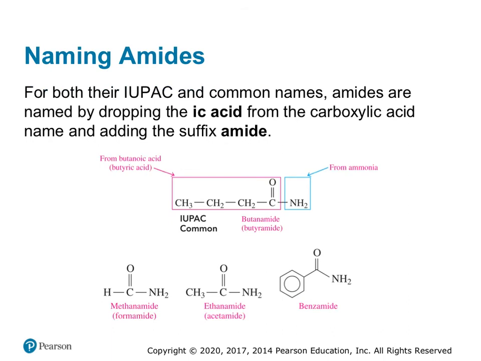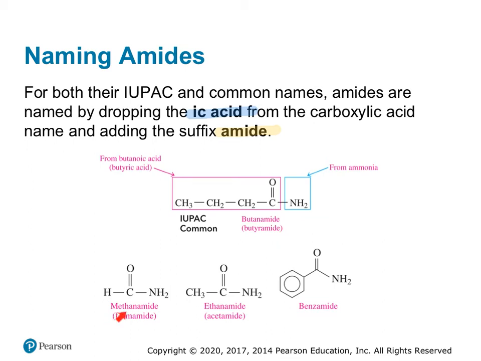When naming amides, we take the IUPAC and the common name both, and we start with the carboxylic acid name and add the suffix amide. So we take off the IC from the carboxylic acid name and add the name amide. So looking here, I have 1, 2, 3, 4 carbons. That's butanoic acid, or butyric acid is its common name. So then it's butanamide or butyramide would be the common name.